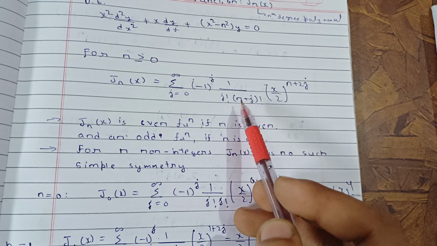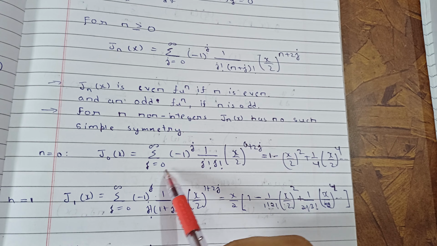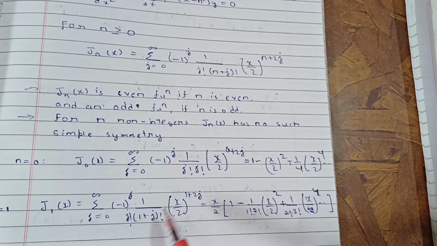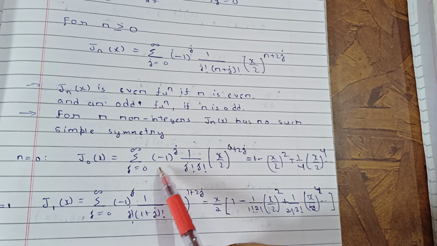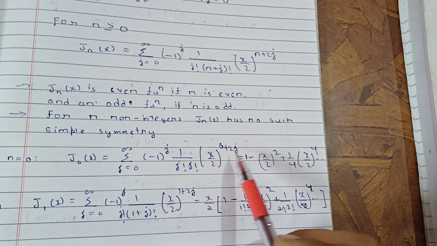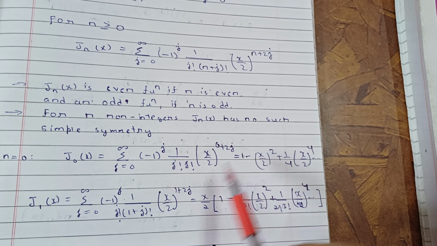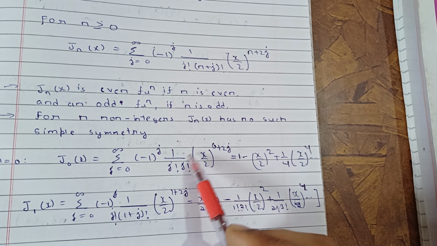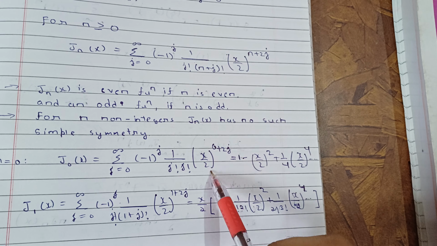So n equal to 0, substitute 0 here. It will be the sum of minus 1 to the j over j factorial, x by 2 to the power 0 plus 2j. Now put j equal to 0 first, it will give you 1 here, and 1 here, so it will be 1. Then put j equal to 1, it will give you minus, and minus, it will be minus here, so x by 2 square.